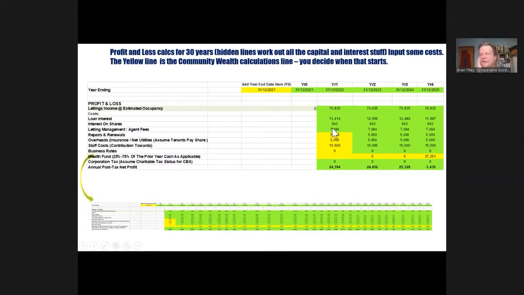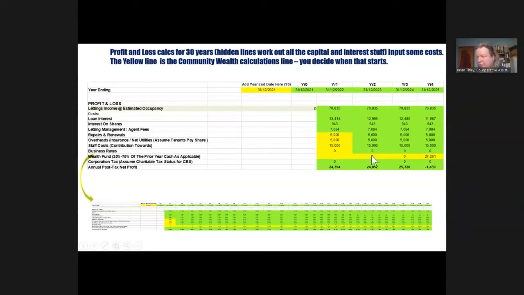Agent fees is based on that number I showed right at the beginning, which is the 10% of turnover. And these numbers you put in, and once you put them in the yellows, then these just run, they just increase with inflation. You can overwrite them because they're green, so you can do your own overwrites there. And staff costs, again, that's just something you put in as an estimate, and they will increase with inflation unless you change them.